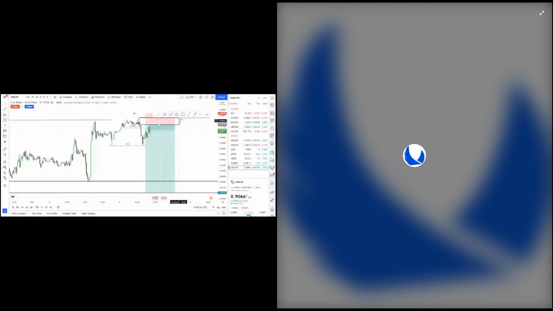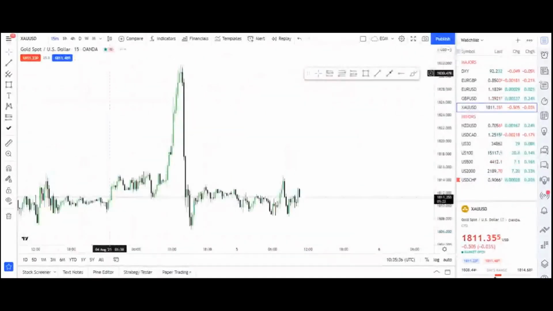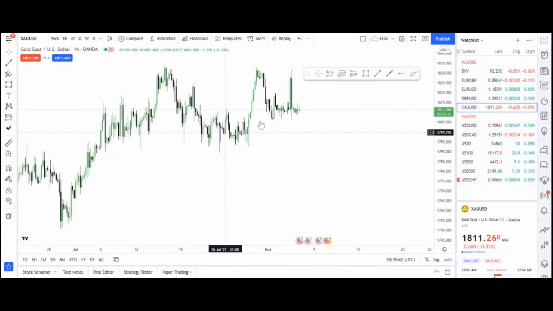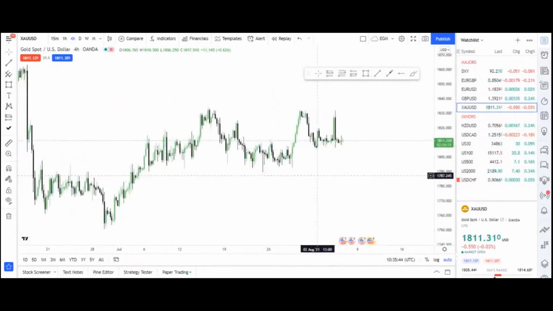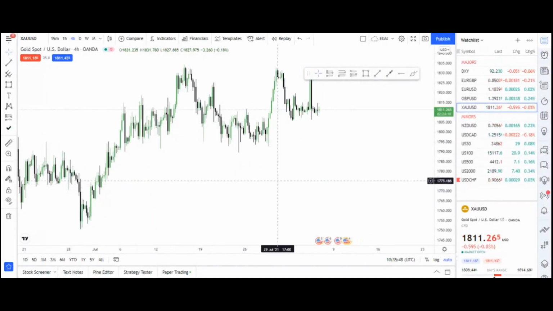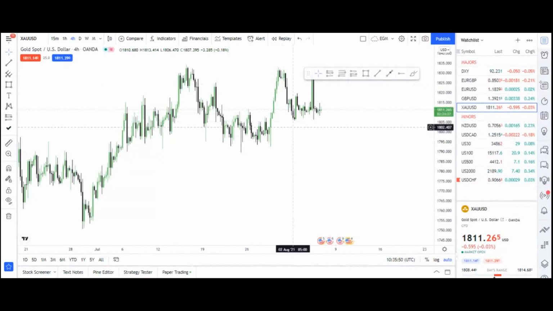This USD right here. So let's go to gold. I said we'll be learning how to day trade gold, and I'm not lying. See how volatile gold is. You don't want to be caught up on the wrong side of this kind of move.